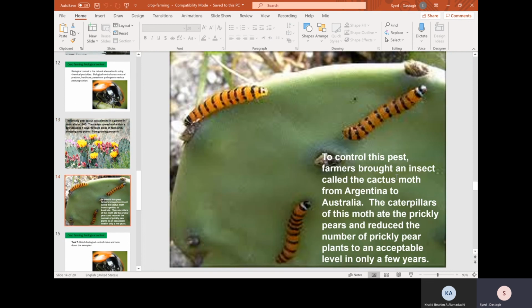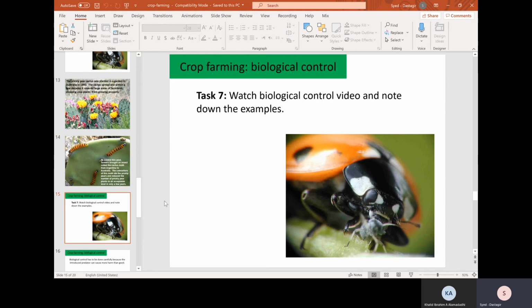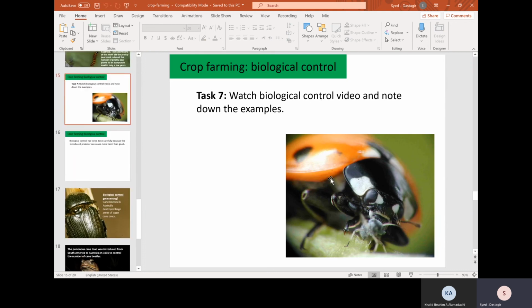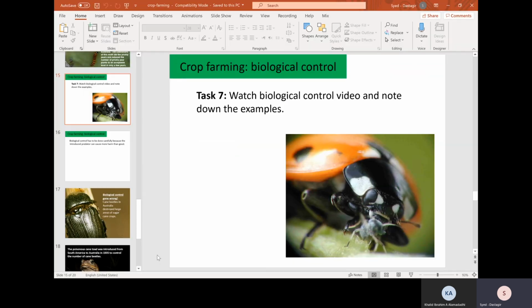So, what did farmers do to control this pest? Farmers brought an insect called the cactus moth from Argentina to Australia, and the caterpillars of this moth quickly ate all of those pests within a few years to have a decent number.